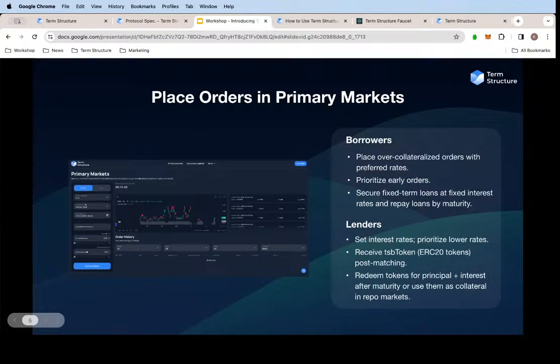And in this slide, I'm going to talk about how to place orders in primary markets. So we will do a product demo later, so this is just to give you a rough idea. In the primary markets, borrowers can place orders to borrow by providing over-collateralized base tokens at their preferred interest rates. Early orders receive higher priority in the matching process to maximize their chances of finding a good match and obtaining competitive rates. And after the auction, borrowers with matched orders can access a fixed term loan at a fixed interest rate. Borrowers will be required to repay the loan by the end of a maturity date. And as for lenders, they can place orders to lend at their desired interest rates, with lower rates receiving higher priority during matching.